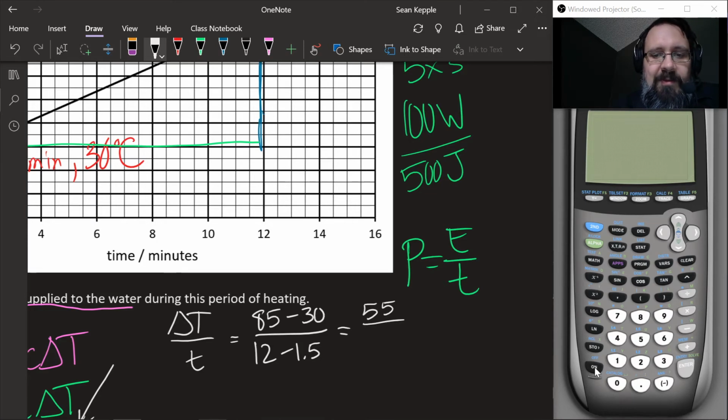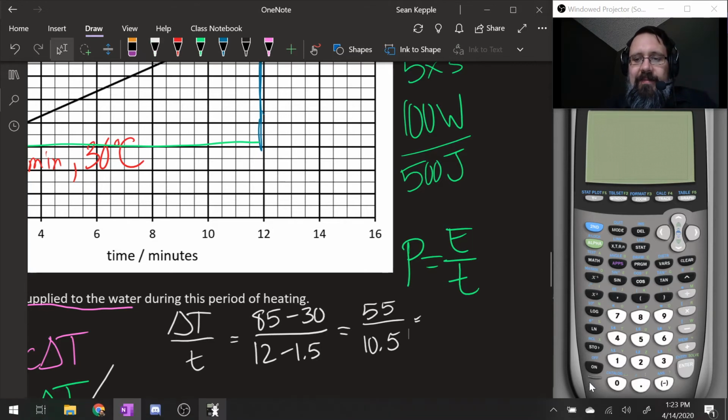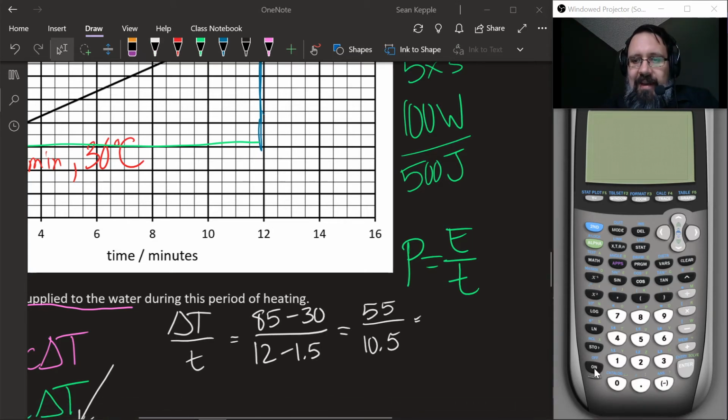And 12.5 minus 1.5 is 10.5. So then I'll put that in the calculator. So I'll do 55 divided by 10.5. I always think that it's important to try to avoid using a calculator if you can, because it's always going to be slower for simple things like that. So I get 5.238.